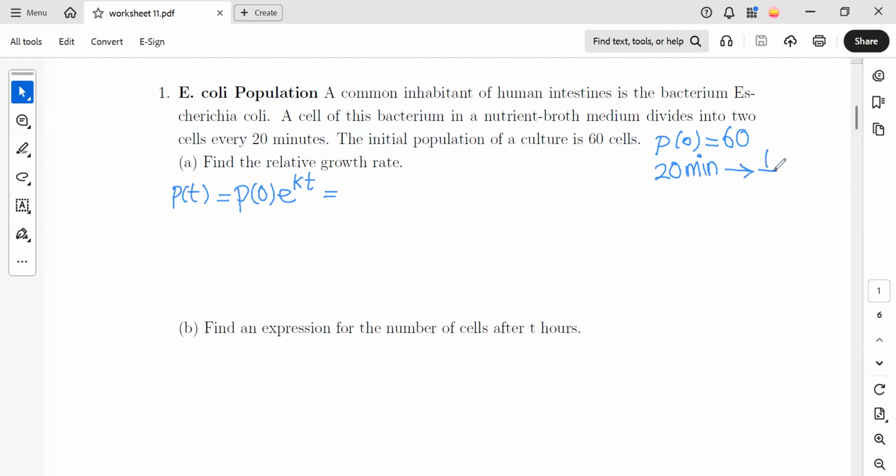it means 1/3 of an hour. You can do it all in terms of minutes, but I think when we convert to hours, we get smaller numbers and we can work more easily, but you can do it with minutes. So based on this information from the question, we would have 60 times e to the power 1/3 of k, which is equal to 120.